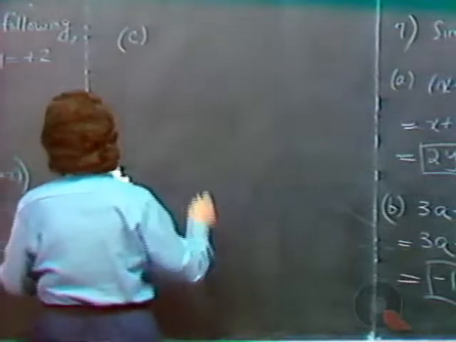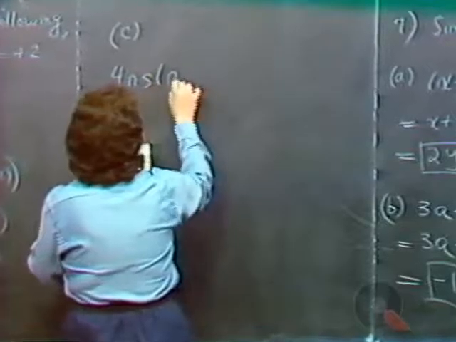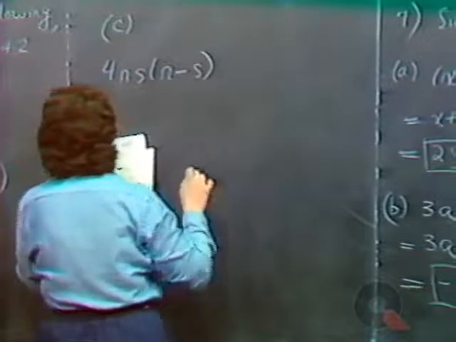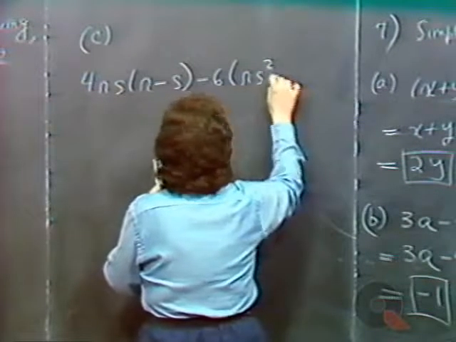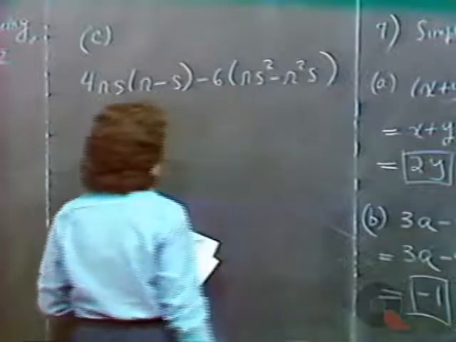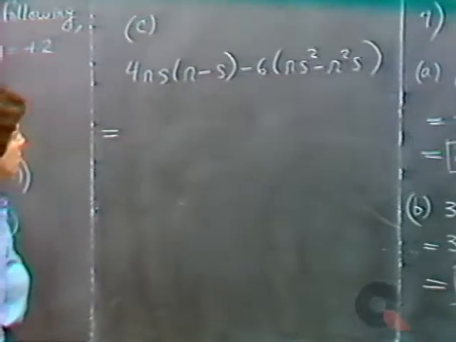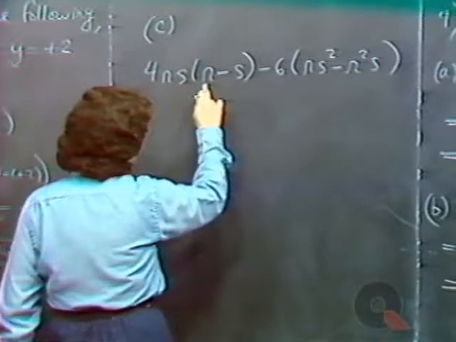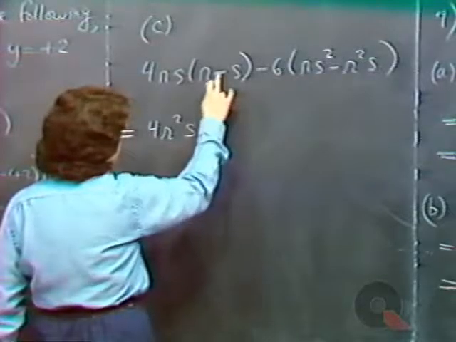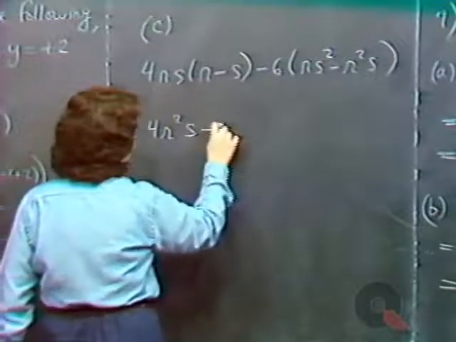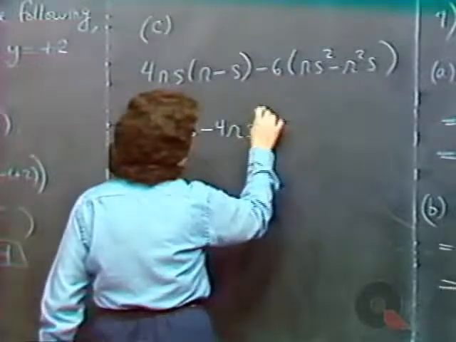In problem C, we have the following to simplify. 4rs times (r minus s) minus 6 times (rs squared minus r squared s). Distributing the 4rs through the parentheses, 4rs times r is 4r squared s, minus 4rs times s, so minus 4rs squared.